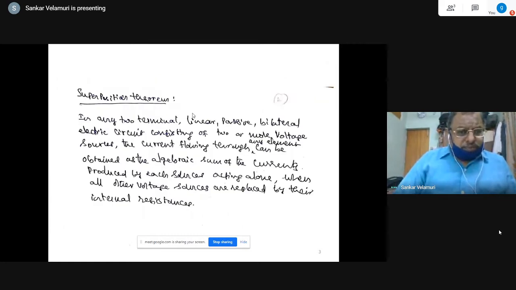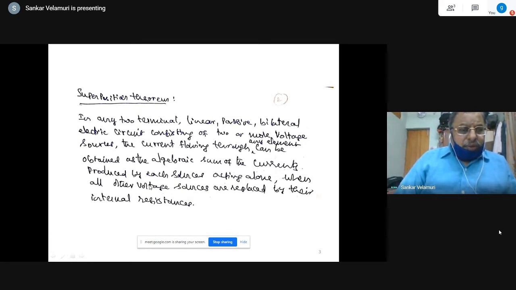superposition theorem. In any two-terminal, linear, passive, bilateral electric circuit consisting of 2 or more sources, the current flowing through any element can be obtained as the algebraic sum of the currents produced by each source acting alone, when all other voltage sources are replaced by their internal resistances. This can be generalized by replacing all other sources, voltage sources or current sources.